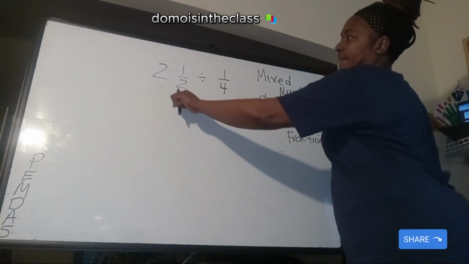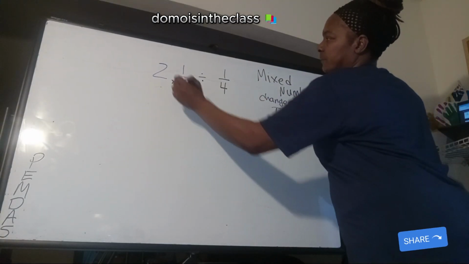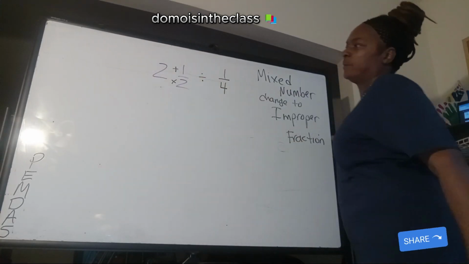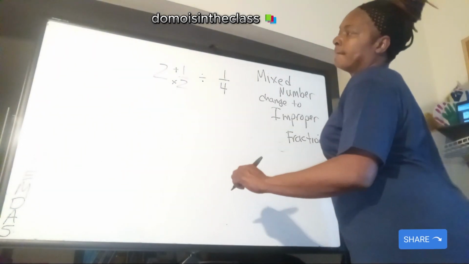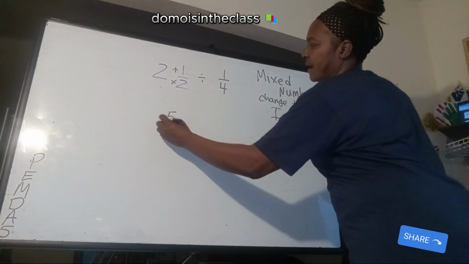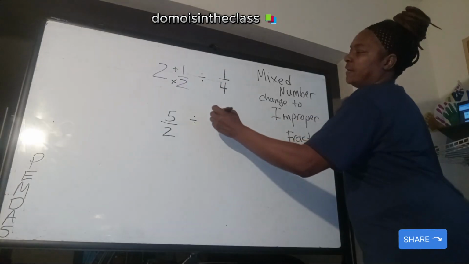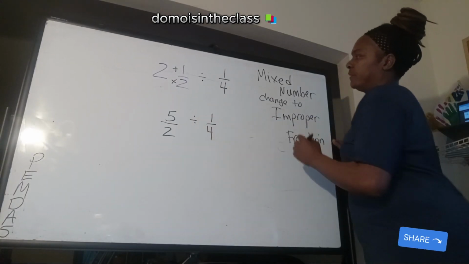So, how do we do that? 2 times 2 equals 4. We multiply the whole number by the denominator, and we add the numerator, and what do we get? 2 times 2 equals 4, plus 1, 5 over 2. That's correct. We get 5 over 2. Great job. I like to write it exactly the way it is before doing the reciprocal.